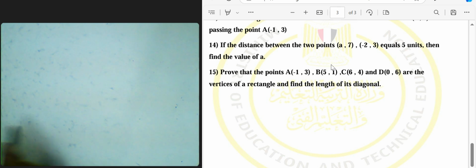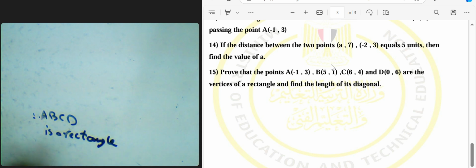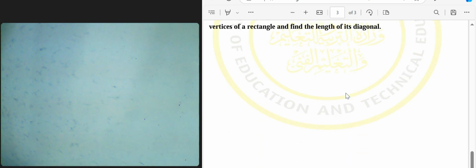Okay, understood. Then ABCD is a rectangle. It's the first one. Now we will complete the type of the examples from C at home. Okay, question number 1.